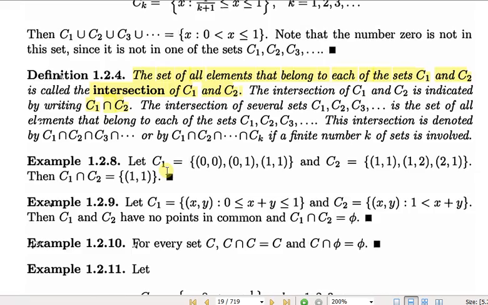Now intersection. The set of all elements that belong to each of the sets C1 and C2 is called the intersection of C1 and C2, and we write it like this: C1 intersection C2.